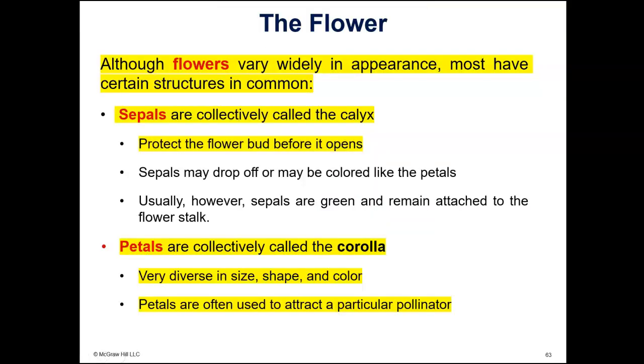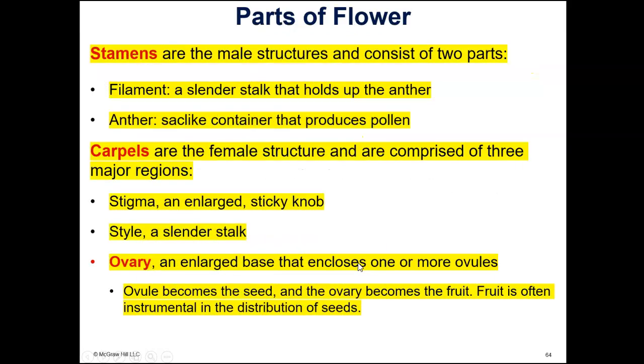The flower parts. The leaves that enclose the flower when it's still a bud, and their function is to protect the bud, are called the sepals. All the sepals together are called the calyx, and all of the petals are called the corolla. The male structures in a flower are called the stamens, and the stalk is the filament, and then the structure that's attached to the filament is the anther. The anther produces pollen. So if I were to ask you which structure is analogous to the human testicle, you would say the anther.